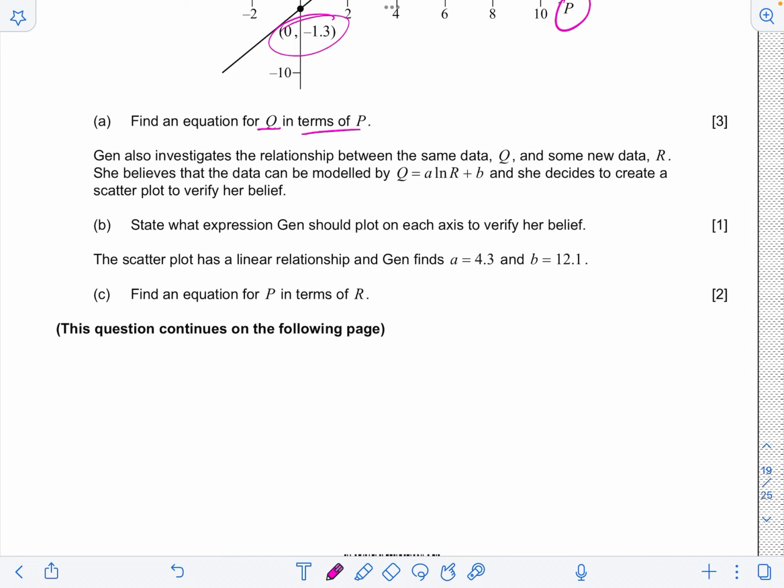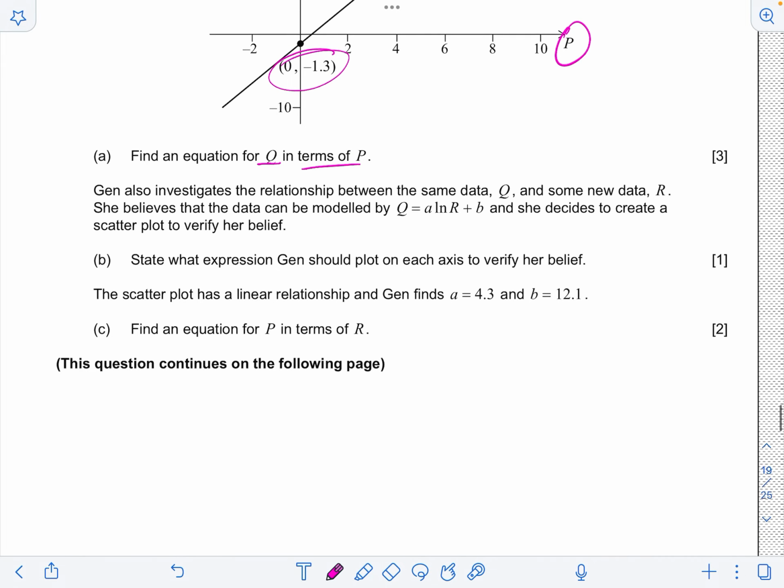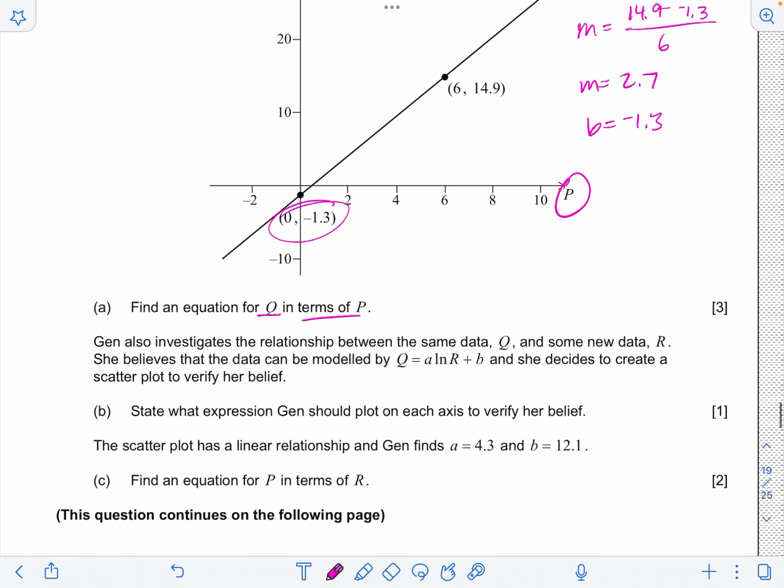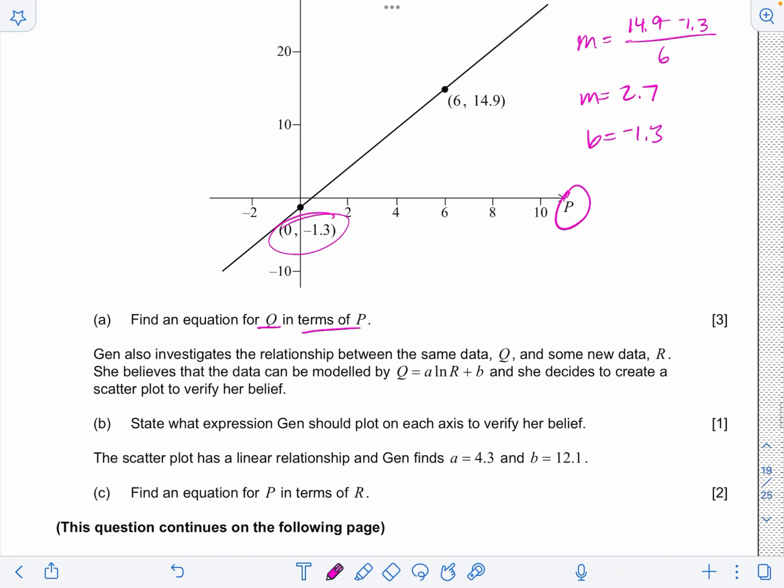Part B asks us to state what expression, okay, so let me read this. Jen also investigates the relationship between the same data Q and new data. Notice that it's new data R now. She believes that the data can be modeled by Q equals A times the natural log of R plus B, and she decides to create a scatter plot to verify her belief. What expression should be on each axis? In other words, what is the input variable now and what is the output?